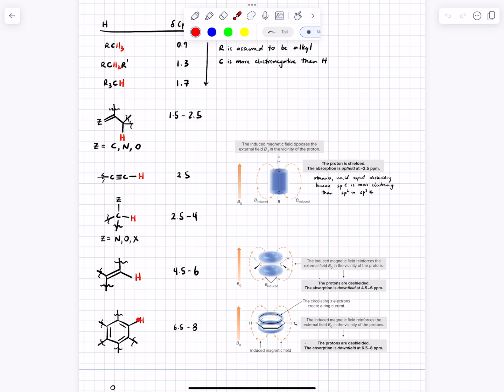Now, I'm not talking about protons that are directly attached to a benzene ring. That's in the 6 to 8 region, but being adjacent, being on a carbon that is adjacent to a benzene ring would also put you in the 1 to 2.5 region of the spectrum. So there's a little bit of overlap there, right?